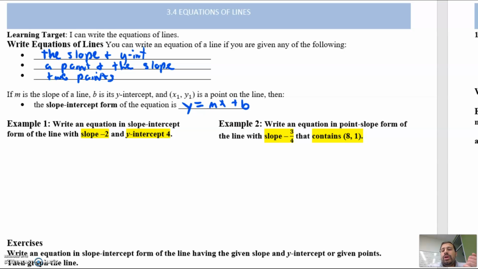You can also write the equation of a line if you're given a point and the slope. You'll have to find the y-intercept first, but then you can plug them into your y equals mx plus b. And lastly, you can find the equation of a line if you're just given 2 points. In this video, we're going to go through each one of those options.